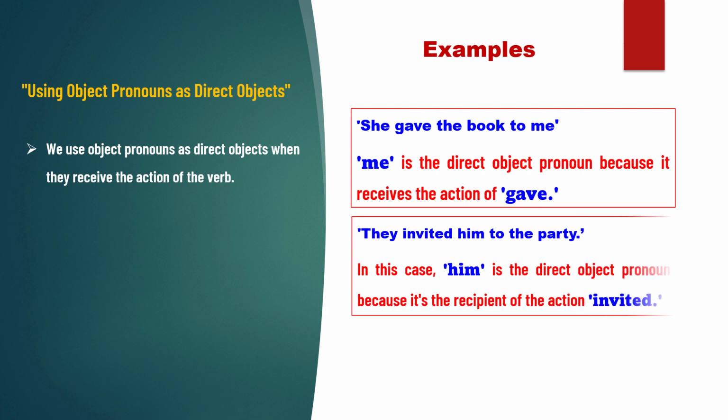Here's another one. "They invited him to the party." In this case, him is the direct object pronoun because it's the recipient of the action invited.